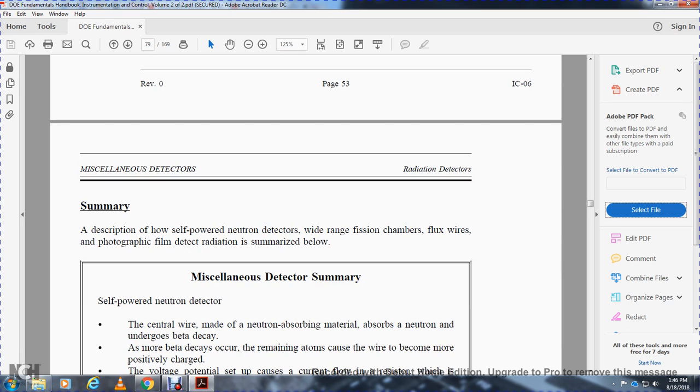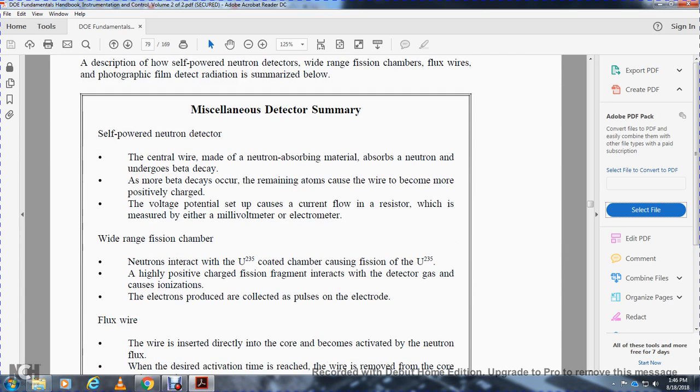Summary: a description of how the self-powered neutron detector, the wide range fission chamber, the flux wire, and the photographic film detect radiation. The self-powered neutron detector sensor is made of a material that absorbs neutrons and then undergoes beta decay. The remaining atoms of the wire become more positively charged, and the potential drives a current flow through a resistor, which is measured by a millivoltmeter or electrometer.